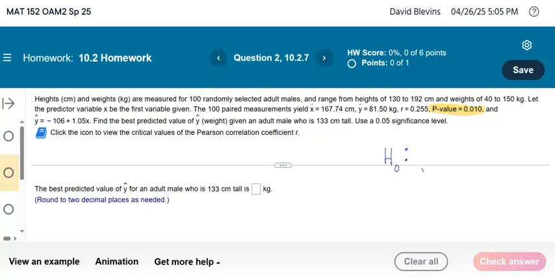So they actually use the Greek letter rho here instead of r. So think of this as like r. It's the correlation of the population rather than the correlation of a sample. So we use r for the sample, rho for the population. So the null would say the correlation is 0.